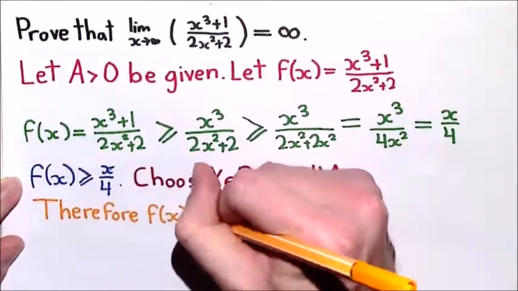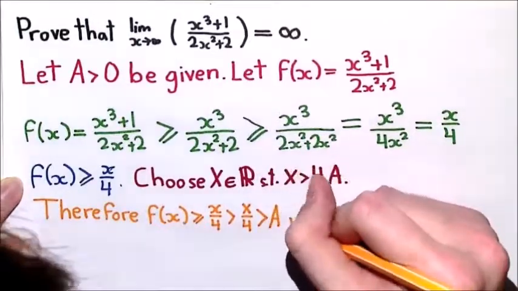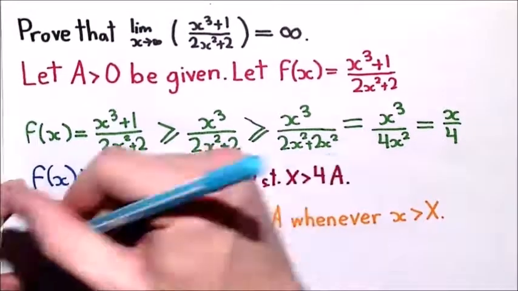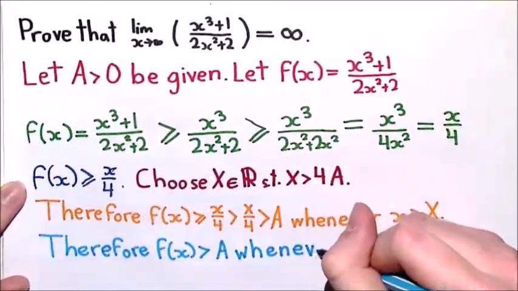Then from that we can say that f of x is greater than or equal to little x over 4, which is greater than big X over 4, which is greater than a, whenever little x is greater than big X. And so once again we can say, therefore f of x is greater than a whenever little x is greater than big X.